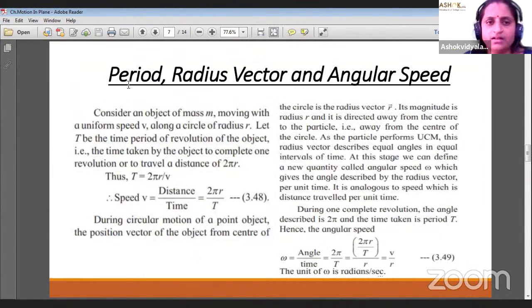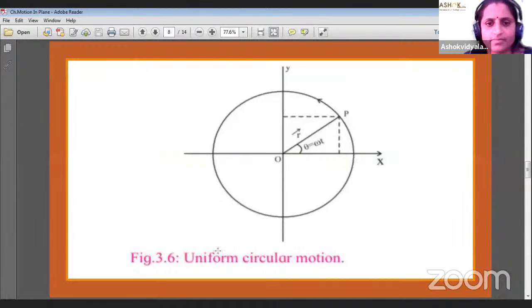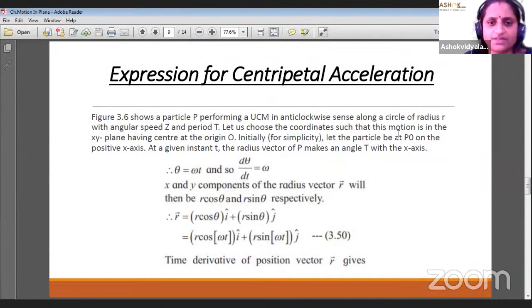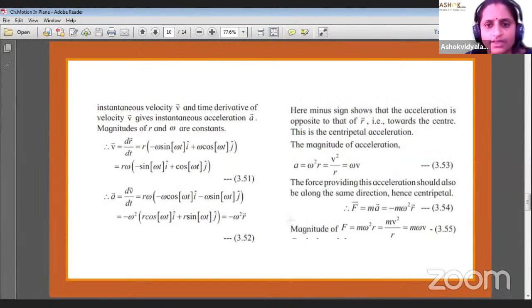Then the definitions of period, radius vector and angular speed. The period is the time taken by the object to complete one revolution. The angle described by the radius vector per unit time is the angular speed. Then the expression for uniform circular motion: a is equal to ω square r, which is equal to v square upon r, which is equal to ωv.